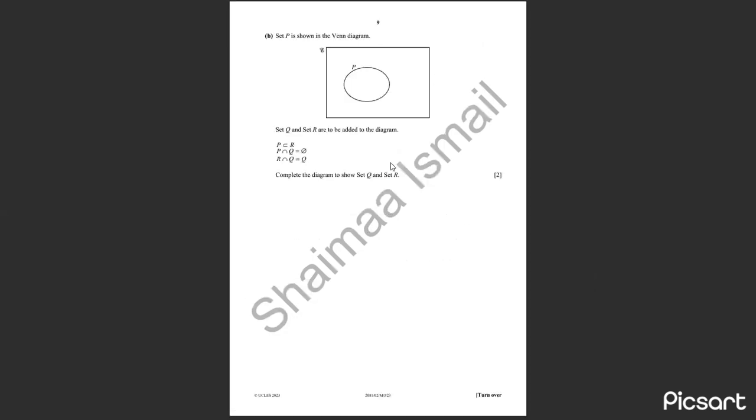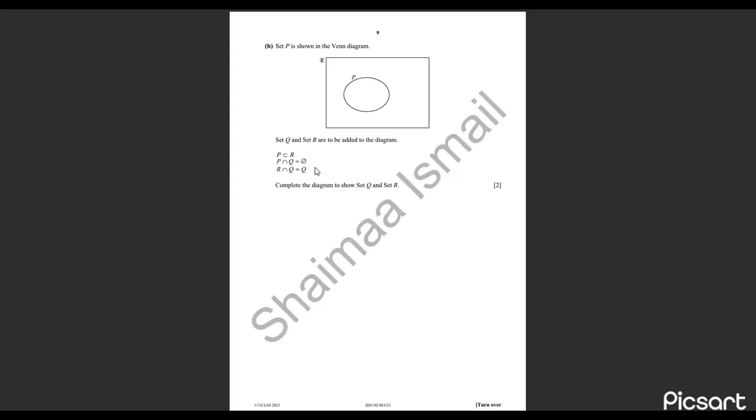Here we have number B, set P in a Venn diagram. P is a subset of R, and P intersected with Q is phi, so there is no intersection between P and Q. P belongs to R, and R is a subset of Q. R intersect Q is Q. So, complete the set.